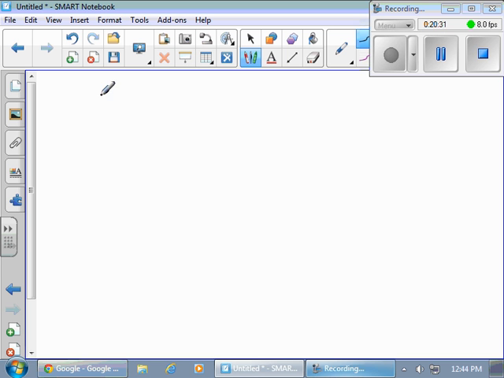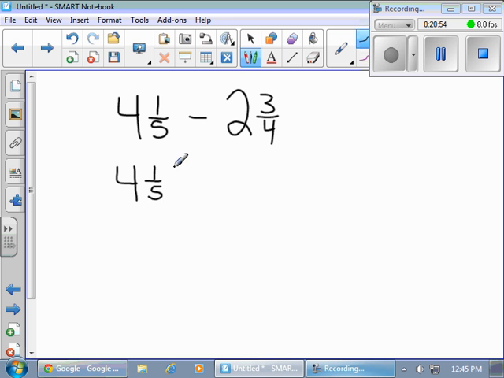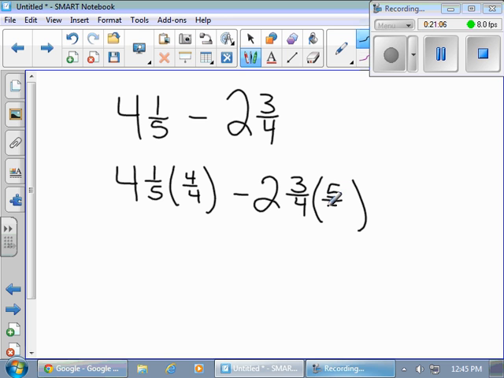Let's look at 4 and 1/5 minus 2 and 3/4. Now, I have a fraction taking away another fraction. Okay? So my first thing is to do what? Multiply. So what am I going to multiply this one by? So 4 and 1/5. And it's going to be multiplied by 4 because of this bottom number here. And what is 2 and 3/4 multiplied by? 5.